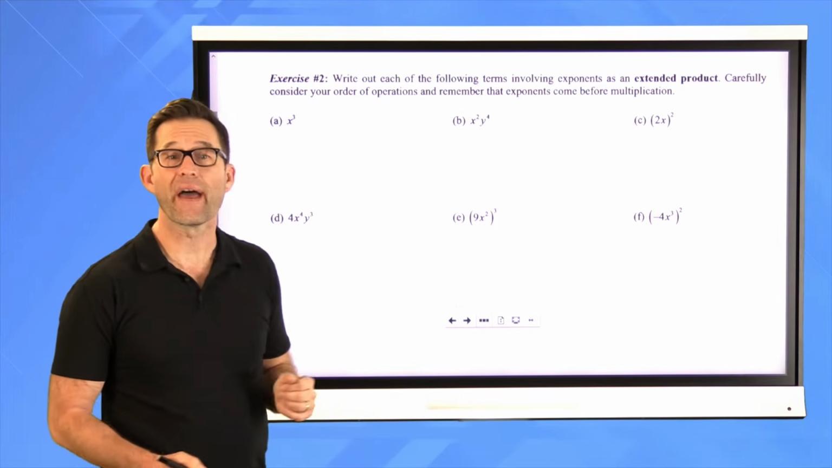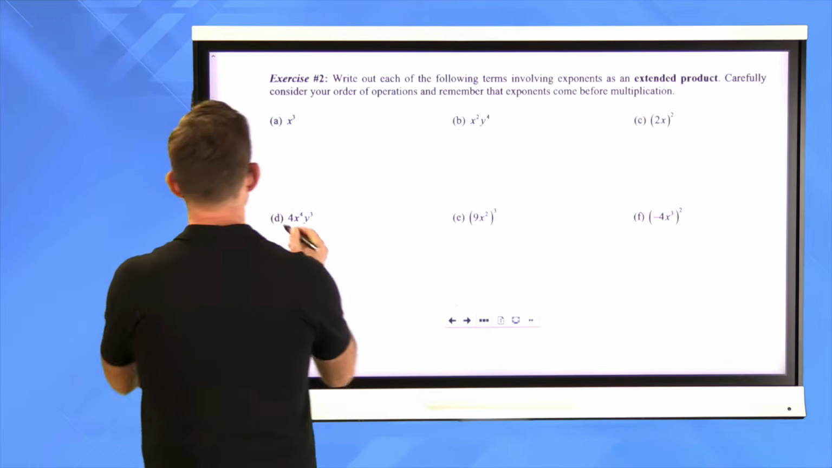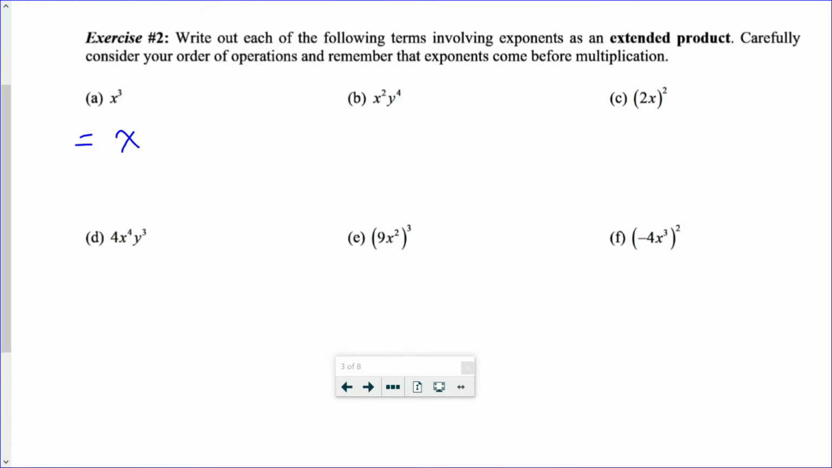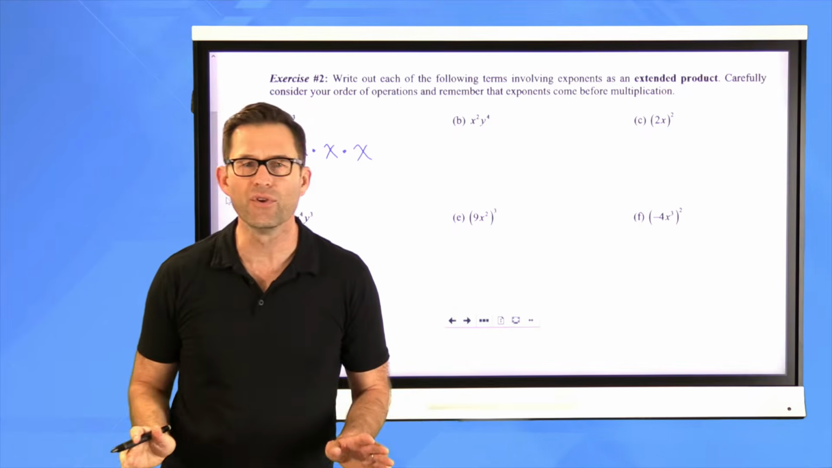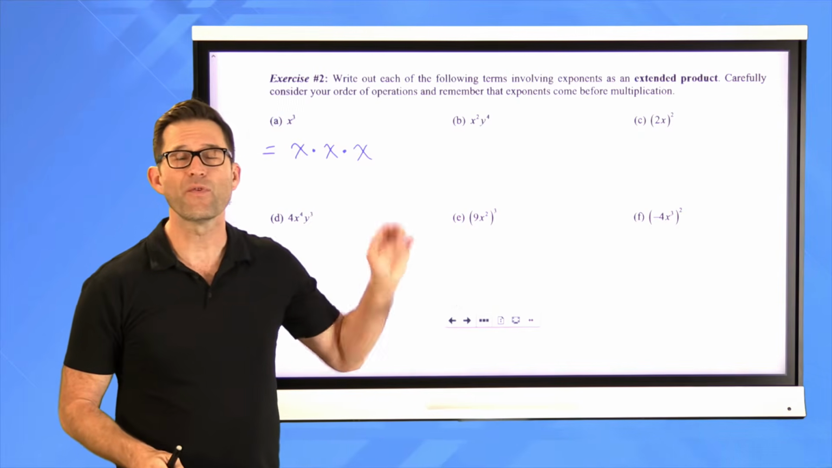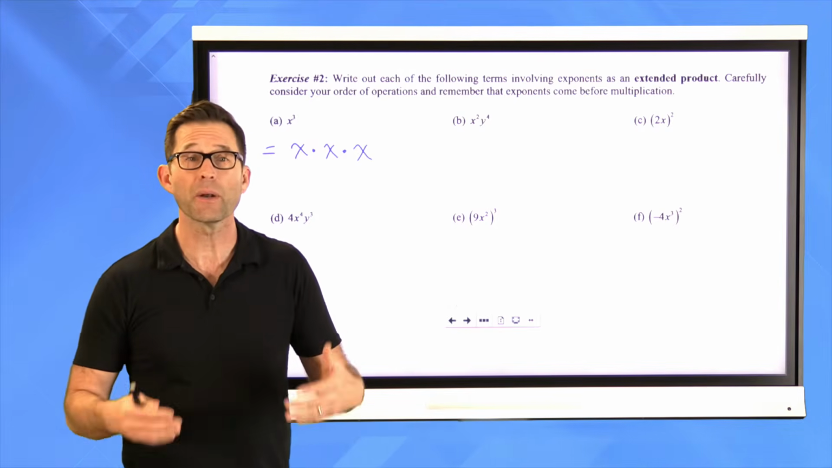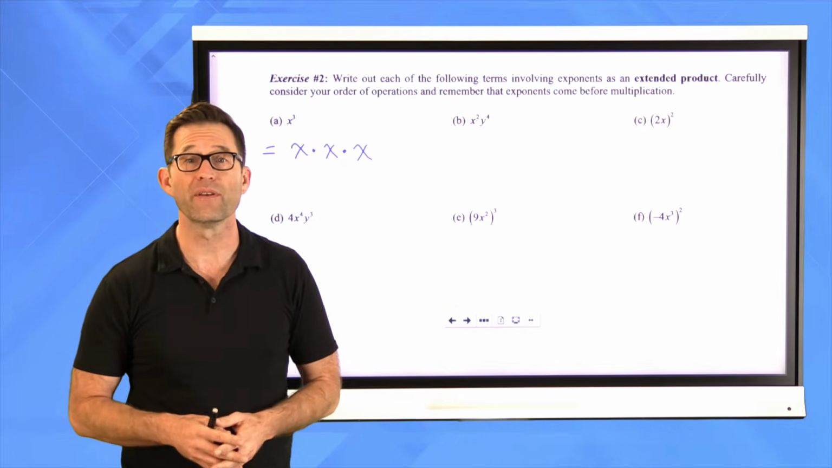x cubed, x to the third. All that means, when you see it, you have to know that that means x times x times x. That's all I'm looking for you to do in these exercises. And look, this is only useful in terms of really understanding what the exponent is telling us. It's saying, oh, I'm going to multiply x by itself 3 times.